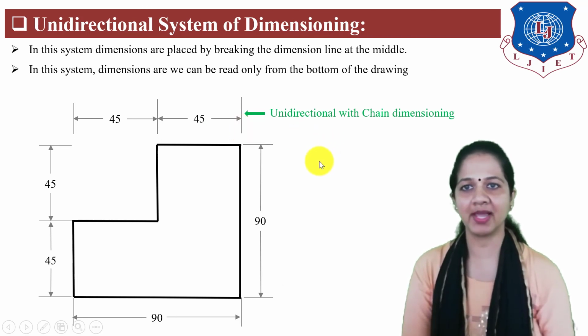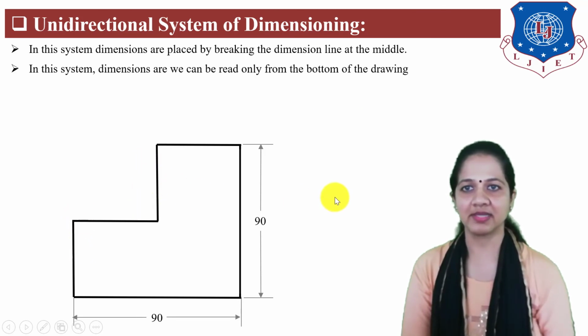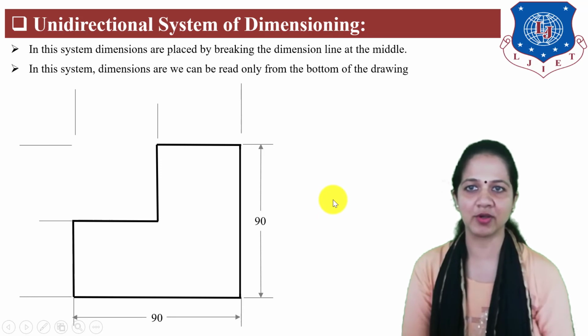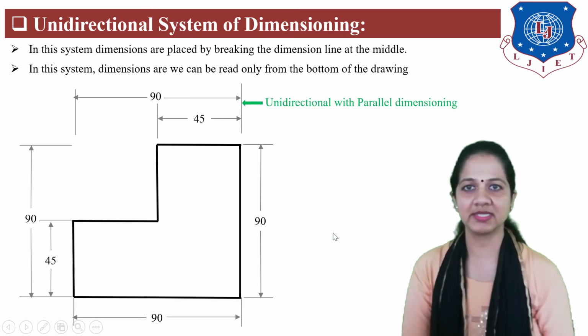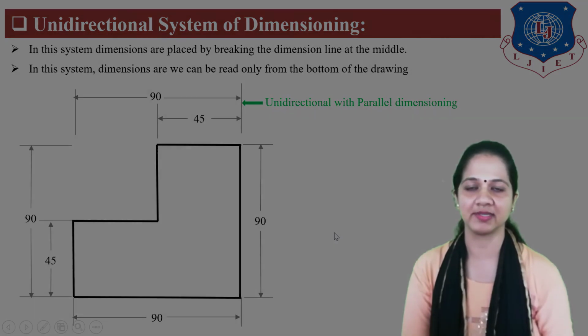If you want to apply parallel dimensioning, then first you need to draw the extension line, then arrange the dimension lines parallel to each other and place the dimension by breaking the dimension line at the middle. So this is the unidirectional with parallel dimension.